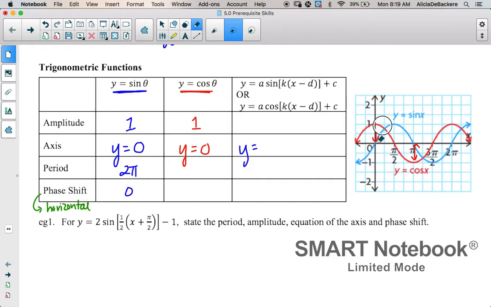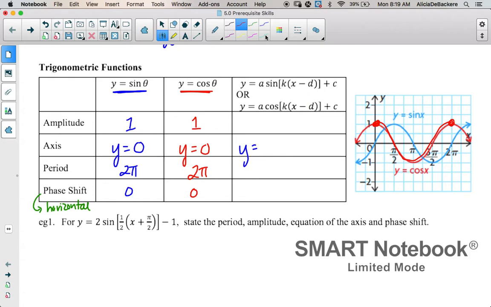The period of the cosine curve, so how long until we repeat ourselves again, I'm going to start at x equals 0 and just trace along until I get to the point where I'm going to start to repeat the pattern, and that again is at 2 pi. So it's a distance of 2 pi. And then our phase shift, again, we're talking about how far have we moved horizontally. This is our base curve, so we haven't moved horizontally.